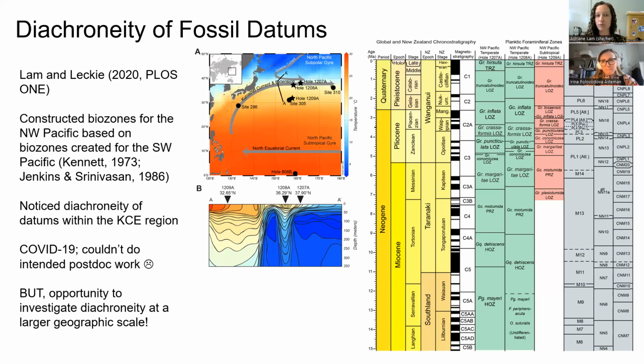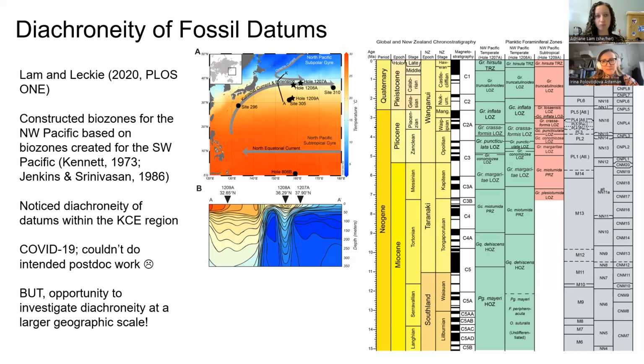But we noticed when I was doing this study that there is diachroneity of these datums that we use to construct these biozones just within the Kuroshio Current Extension region. And these three sites lie within about 10 degrees of latitude with one another. So that's kind of interesting.